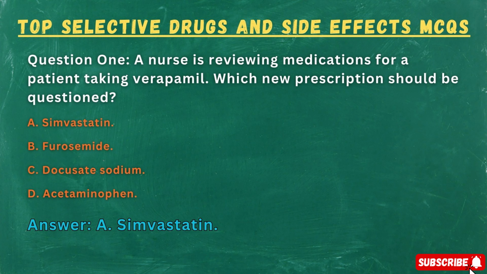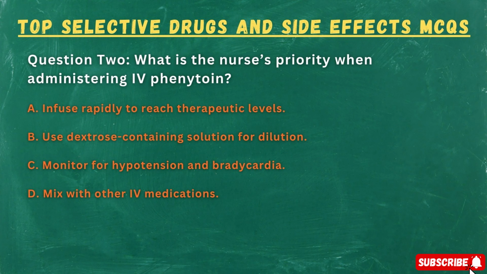Answer: A. Simvastatin. Question 2. What is the nurse's priority when administering phenytoin? A. Infuse rapidly to reach therapeutic levels. B. Use dextrose-containing solution for dilution. C. Monitor for hypotension and bradycardia. D. Mix with other IV medications.